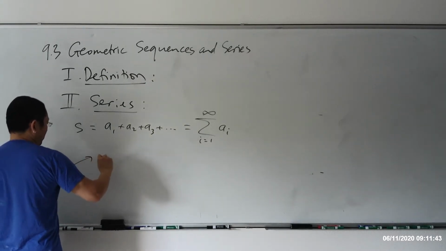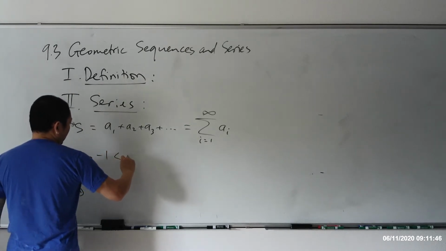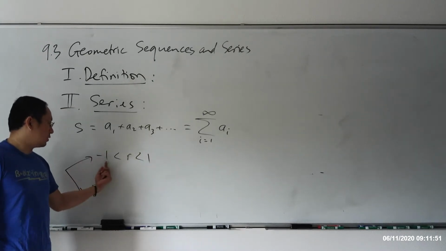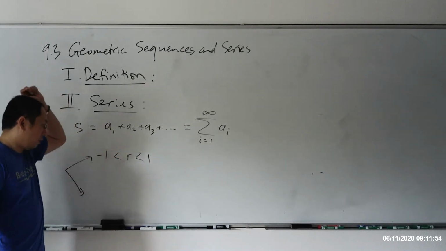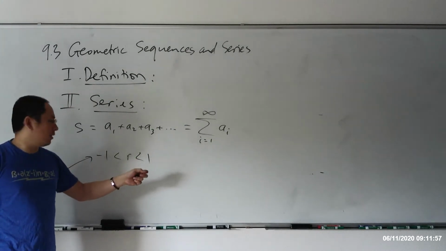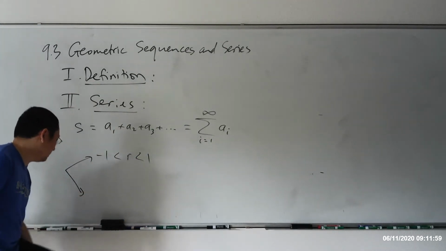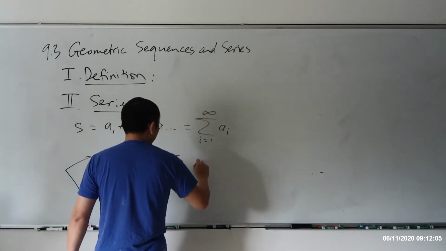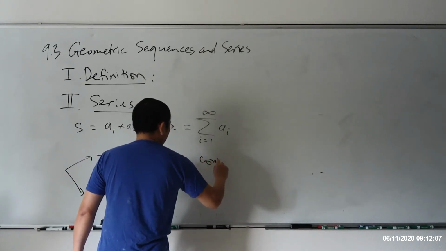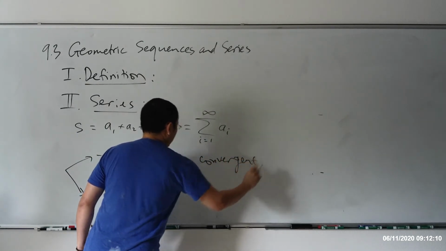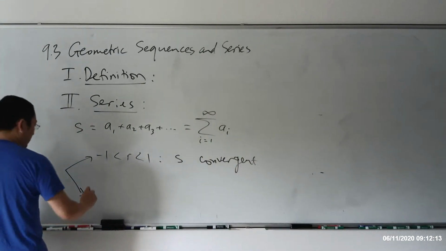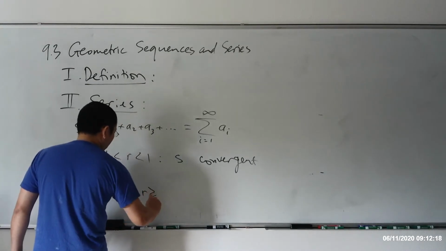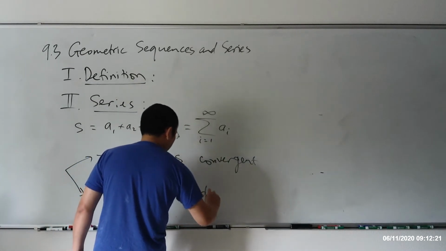If R is strictly between -1 and 1, so R is strictly bigger than -1 and smaller than 1, say -0.9999 all the way to positive 0.9999, not equal to 1, then the series is convergent. Otherwise, if R is less than or equal to -1, or R is bigger than or equal to 1, then the series is divergent.